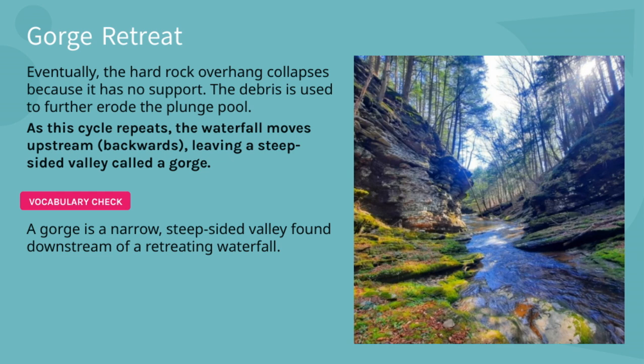As the waterfall moves backwards, it leaves behind a narrow, steep-sided valley. This valley is called a gorge. A gorge is found downstream of a retreating waterfall because it marks the former position of the waterfall. So a waterfall is not fixed in one place. It gradually moves upstream over time through erosion, undercutting, and collapse. The key idea is, waterfall retreat creates a gorge.